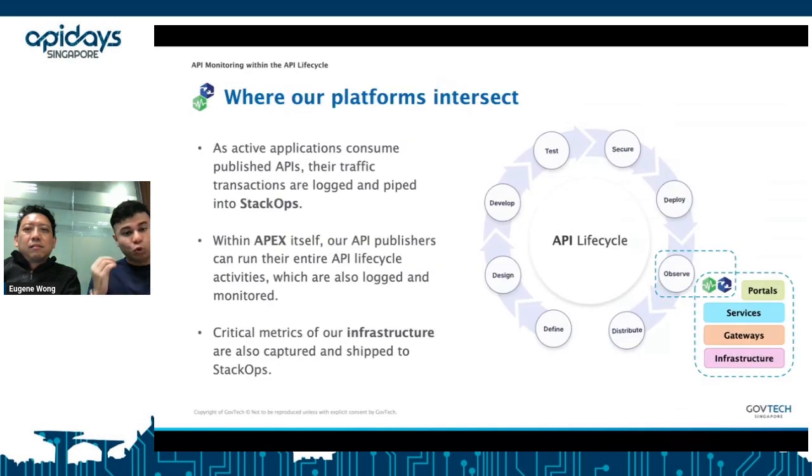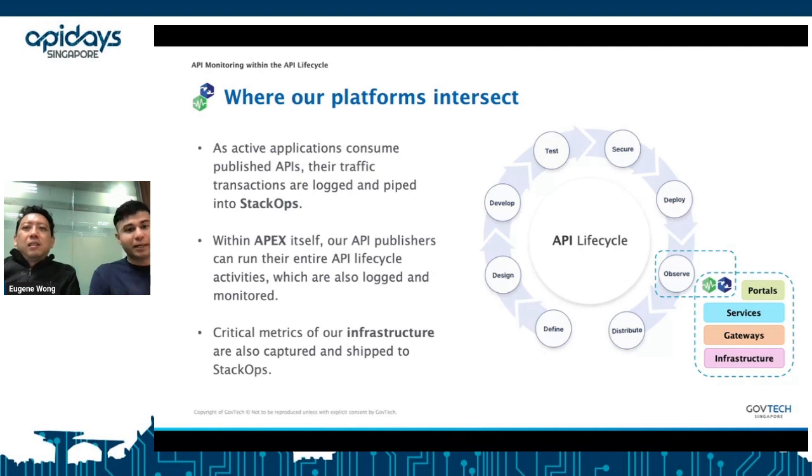Okay, so you've seen our two products, our two platforms. Now we'll see how they intersect with one another. What we have is this 3-layer approach when it comes to monitoring and observability. The very first layer is the observe stage of the API lifecycle. As active applications of our consumers consume published APIs in our platform, all these traffics and transactions are logged and shipped into StackOps. We do take extra care to redact sensitive information.